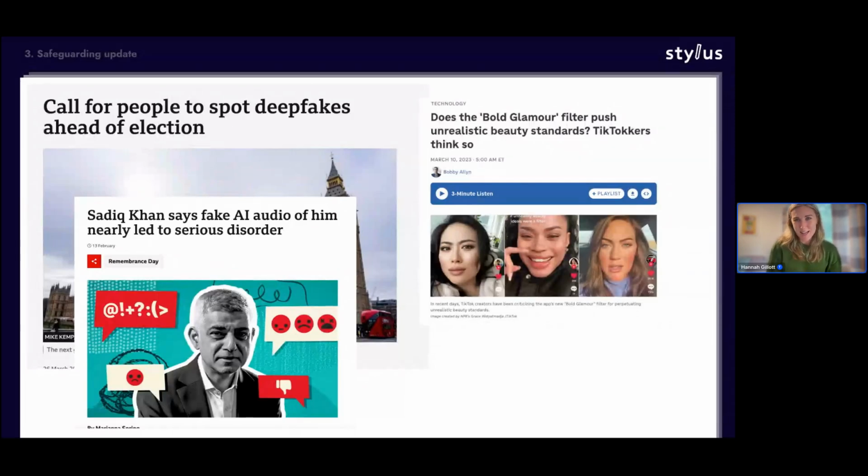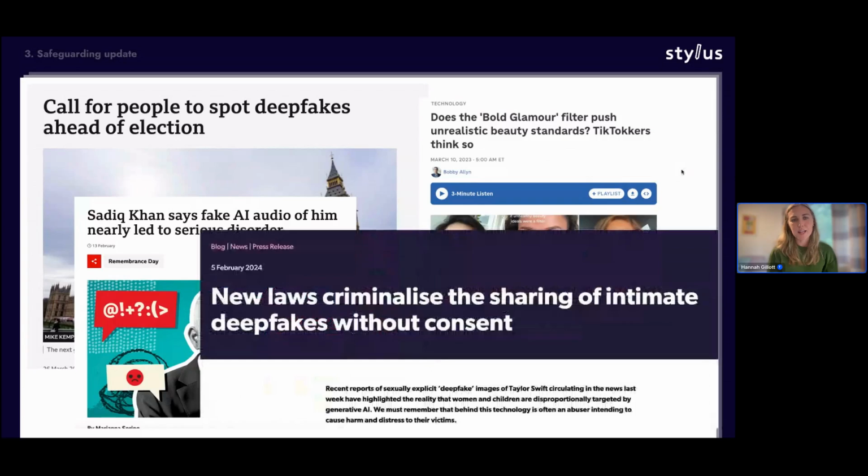And that's frightening. That impacts on young people's self-esteem. And I think most frightening of all is how slow the law has been to keep up with this. So it was February of this year that it became illegal to share intimate deepfakes without consent.